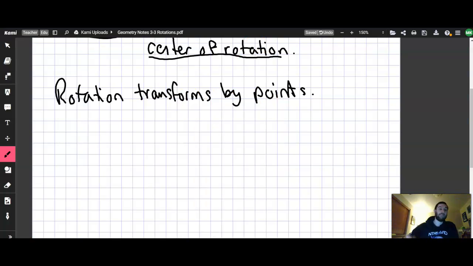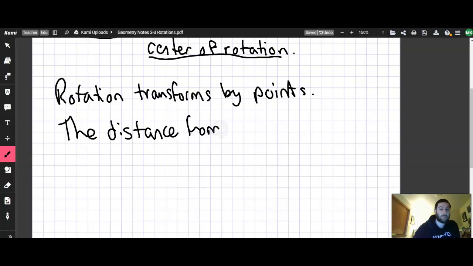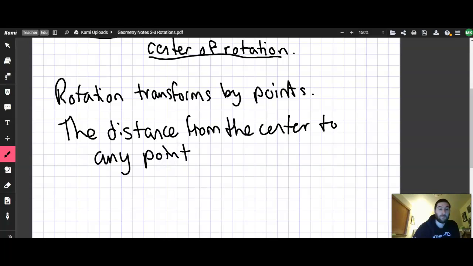So the distance from the center to any point is preserved.